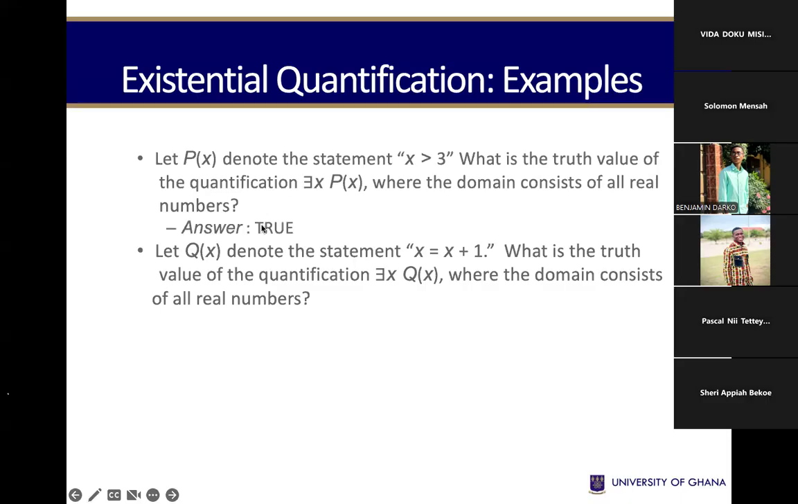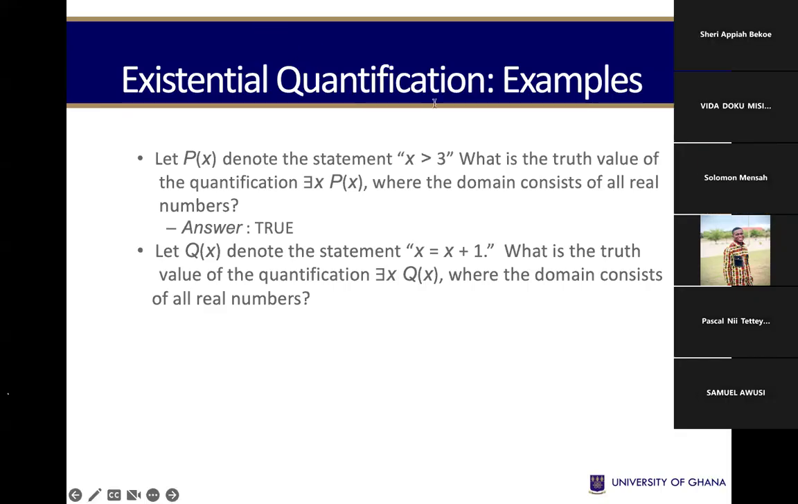Now let's look at the second one. Let K of x denote the statement x plus 1 is equal to x. What is the truth value of the quantification there exists x K of x, where the domain consists of all real numbers? Can you find a particular value to make this true? Or we draw a conclusion that it is false.